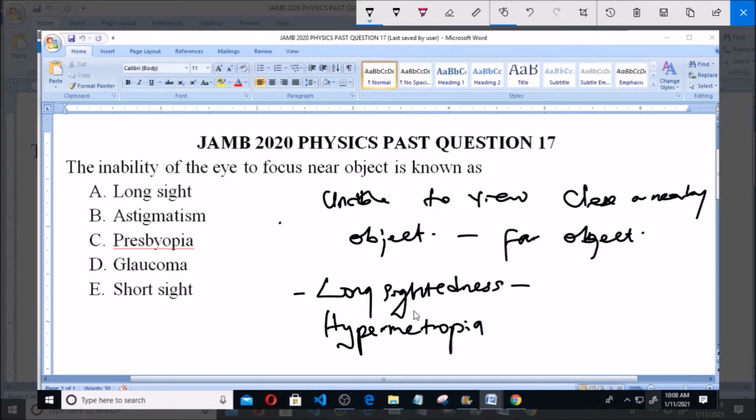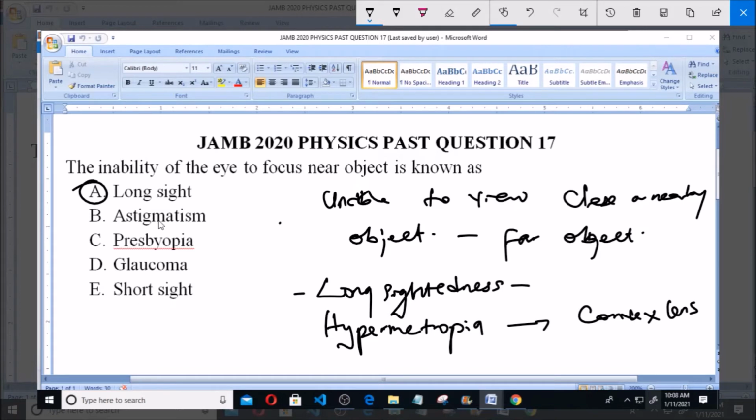So the object is unable to focus on the retina. Only far objects can be viewed, but nearby objects cannot be viewed, and this is corrected using the convex lens. The convex lens or the converging lens is used to correct long-sightedness. So the answer to this question is option A.